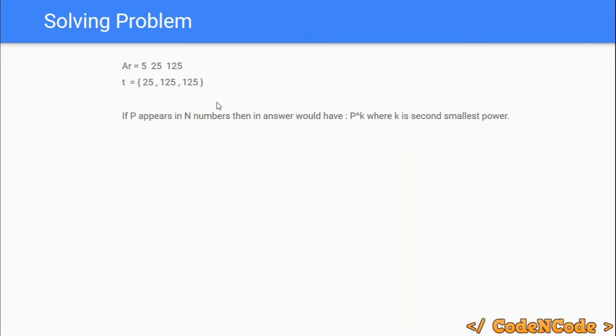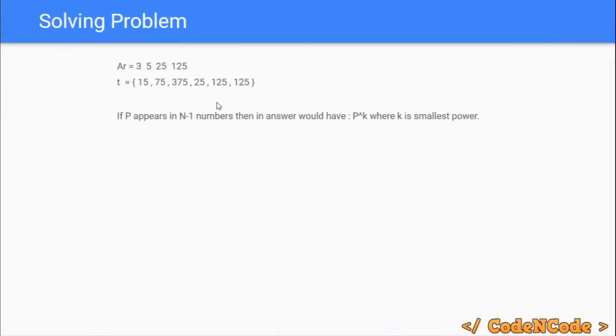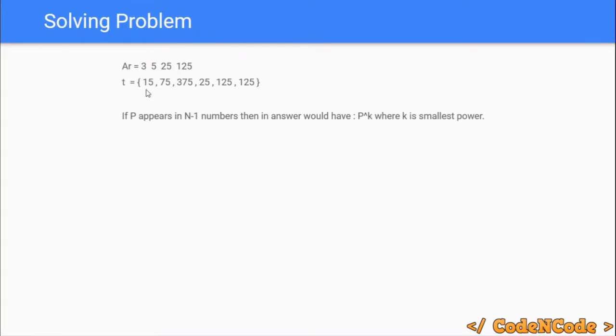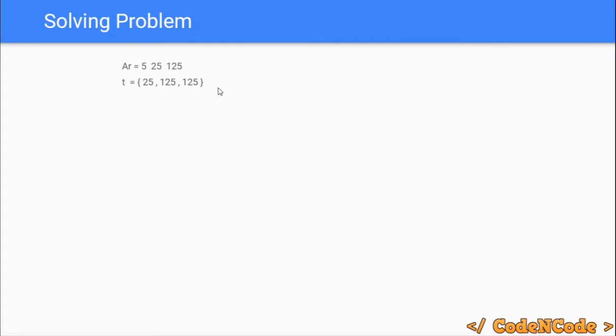Again, the way we were able to get 5 raised to power 1, which was smallest, is the same way we would be able to get 5 raised to power k, where k is the second smallest, because every single number would have p raised to power k at least, because all of the numbers have p in their prime factorization. So there will be the smallest one, which is this, and there will be the rest of the numbers.